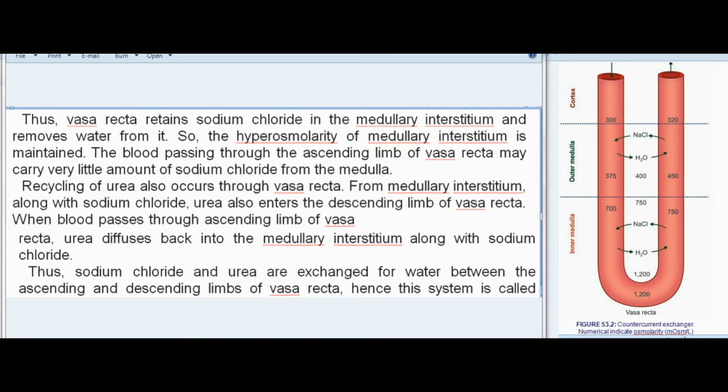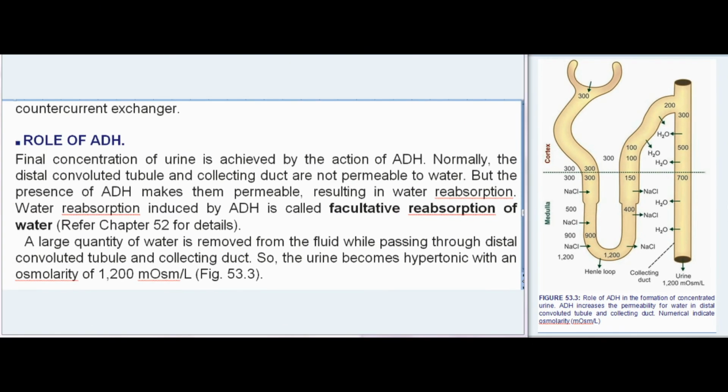Recycling of urea also occurs through vasa recta. From the medullary interstitium, along with sodium chloride, urea also enters the descending limb of vasa recta. When blood passes through the ascending limb of vasa recta, urea diffuses back into the medullary interstitium along with sodium chloride. Thus, sodium chloride and urea are exchanged for water between the ascending and descending limbs of vasa recta, hence this system is called countercurrent exchanger.